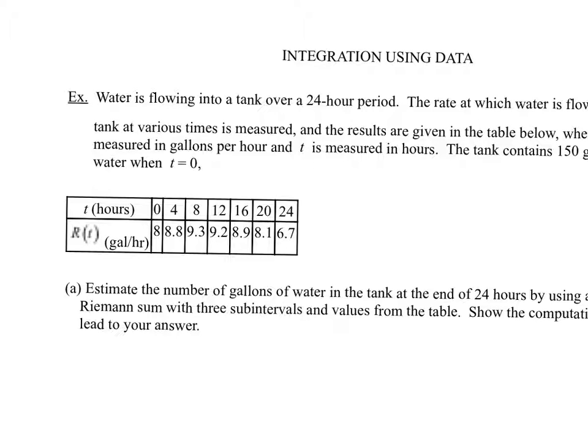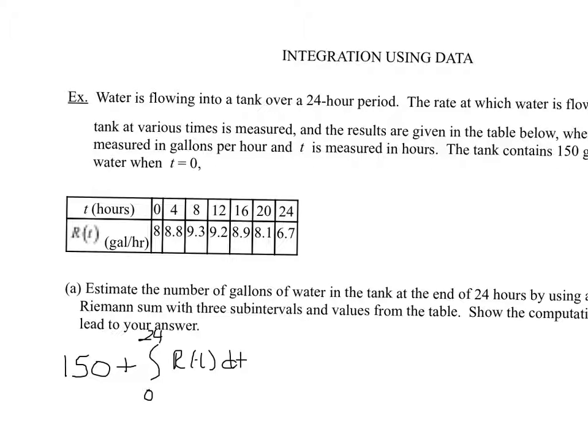So the first thing that you want to do is, let's go ahead. This is a technicality thing, but you can get points for this. We know that we're going to have 150 gallons to start with. So it's going to be 150 gallons plus the integral from time 0 to 24 hours of whatever R of t is. So you want to be sure you put that in before you start doing your calculations. All right, because that's what we're doing.